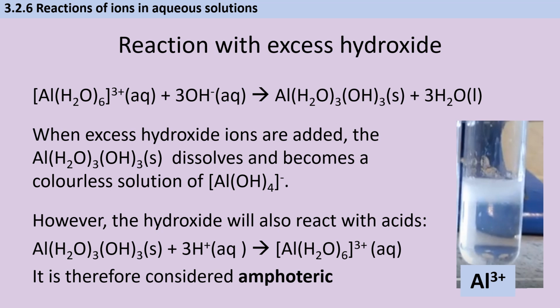The hydroxide also reacts with acids. If we have a source of hydrogen ions, then we can turn it back into that hexa-aqua aluminium ion that we had at the very beginning. Since aluminium hydroxide reacts with both acids and alkalis, we call it amphoteric.